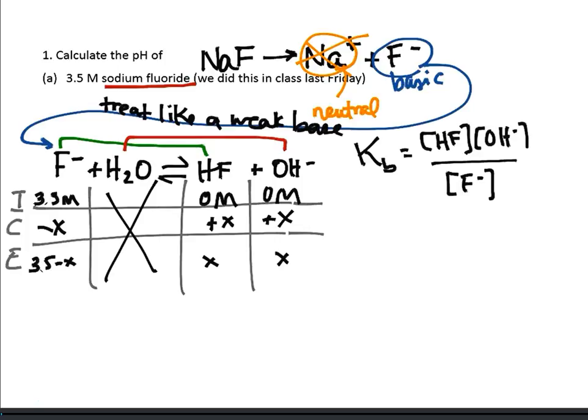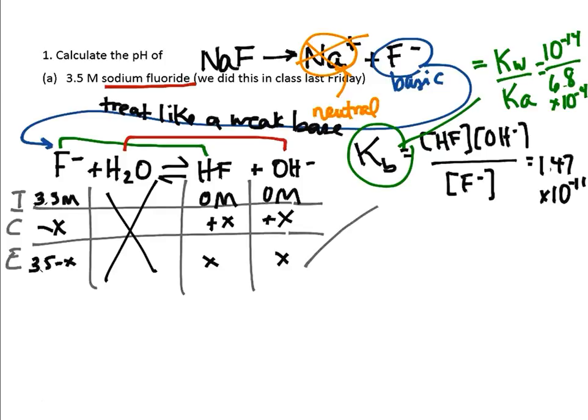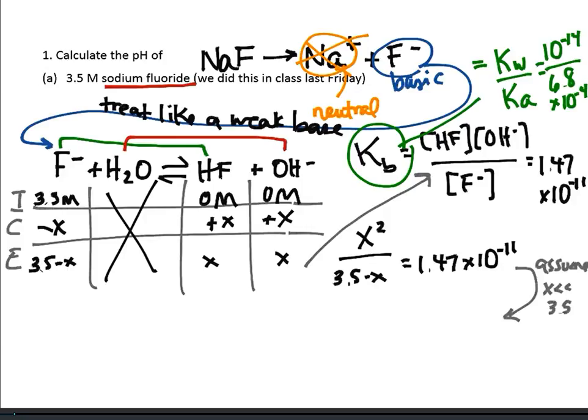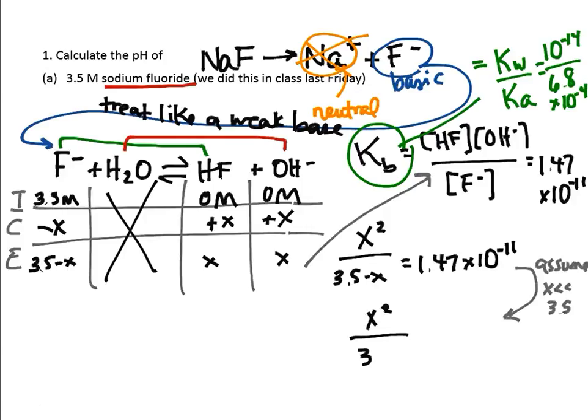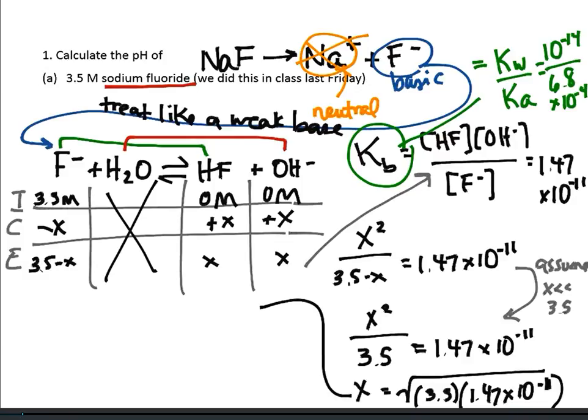We're going to figure out our Kb expression, which is here. We need to calculate Kb from Kw and Ka of hydrofluoric acid, which is given in your table. So Kb is going to be 10 to the minus 14 divided by 6.8 times 10 to the minus 4, which is the Ka for hydrofluoric acid. And that gives us 1.47 times 10 to the minus 11. We're going to plug in our equilibrium expressions. We're going to assume X is negligibly small, which reduces 3.5 minus X to 3.5. Then we're going to solve for X, which is the square root of the product of 3.5 times 1.47 times 10 to the minus 11. And that gives me 7.174 times 10 to the minus 6.